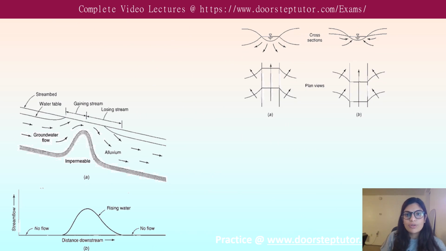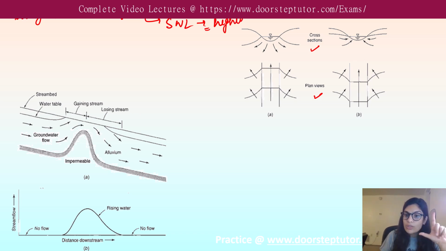So now what we are going to look into, these are the cross sections and these are the plane views. Okay, so just try to understand which one is for the losing stream and which one is for the gaining stream. Before we decide where the arrows are pointing and which one is which stream, I would like to add something: losing streams are also known as influent streams. Because they lose water to the surrounding groundwater, in that case the stream's water level is higher than the local water table.